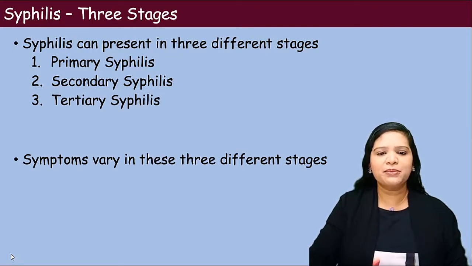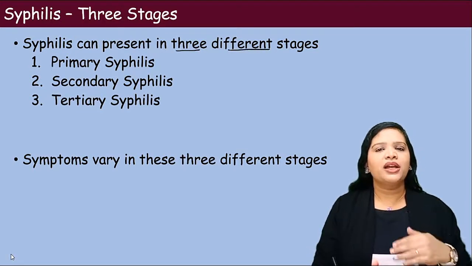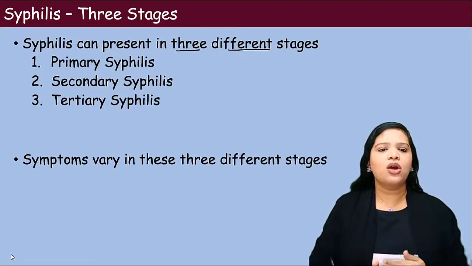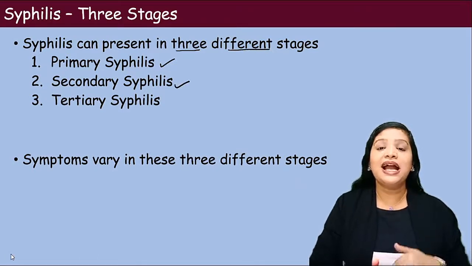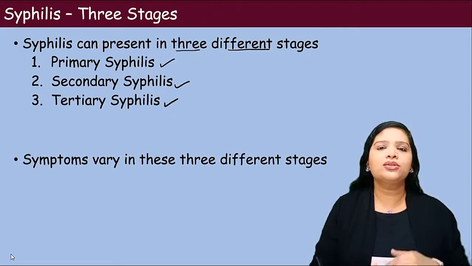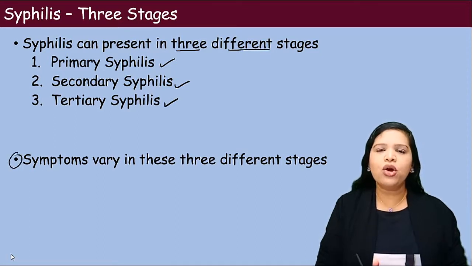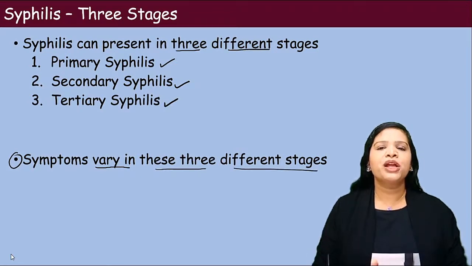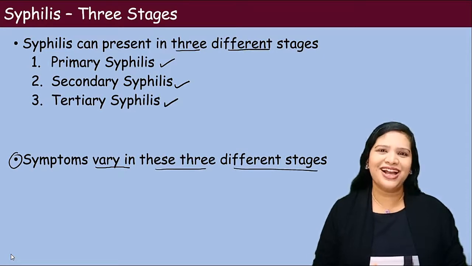Syphilis is present basically in three different stages. Initially the stage is called primary syphilis. If it is not treated, it progresses into the second stage, that is the secondary syphilis, and later it also progresses into the tertiary syphilis. Okay. So these are the three different stages of syphilis, and the important thing is the symptoms of these three stages vary. The symptoms won't be the same in all three stages. So it varies highly.